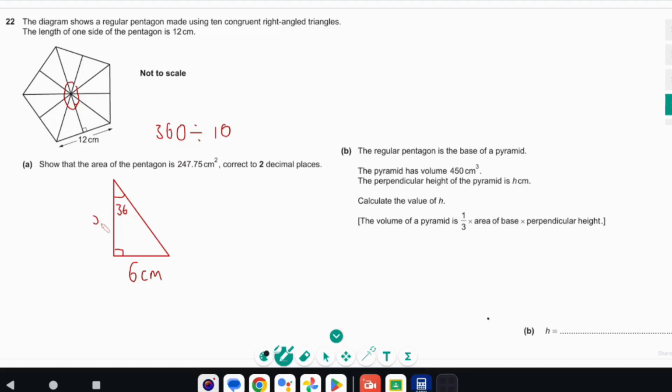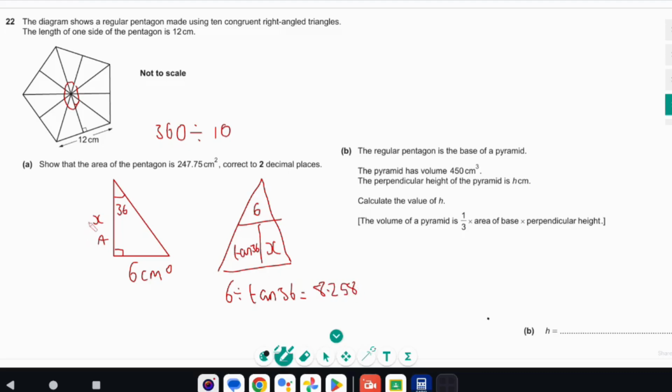We want to work out the height. We've got opposite, we've got adjacent, tan. You might work out yours in a slightly different way. Tan 36 equals opposite over adjacent. I know we need to divide. 6 divided by tan 36. 8.258 is the height.